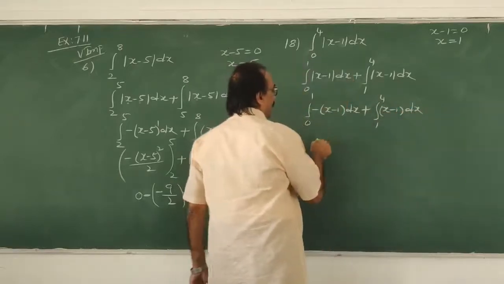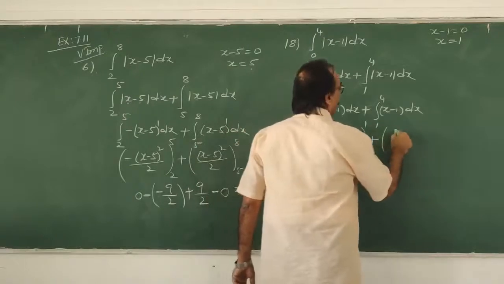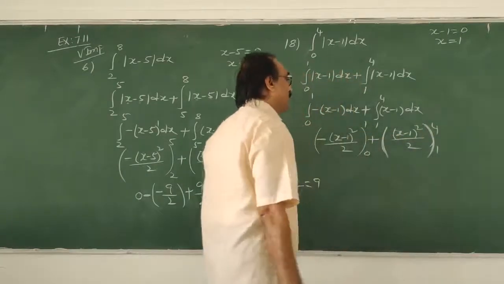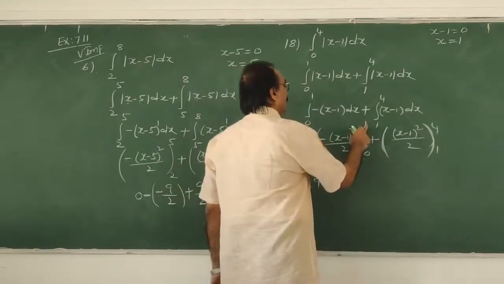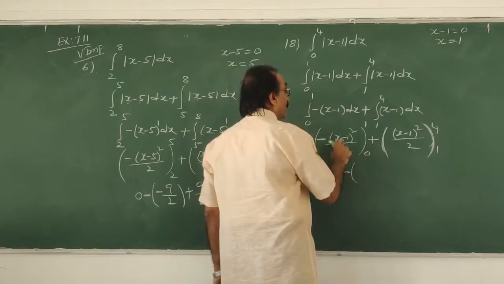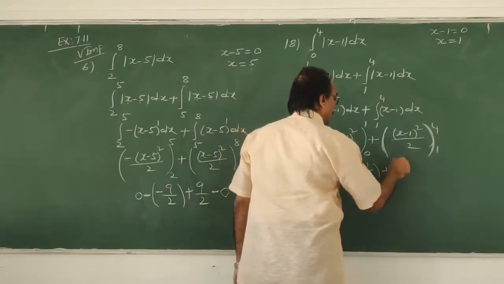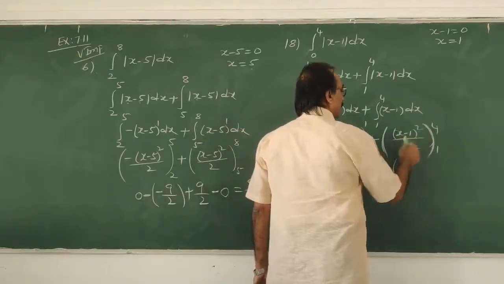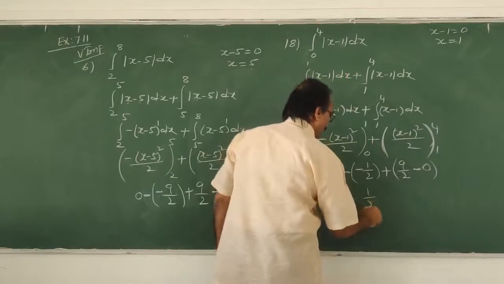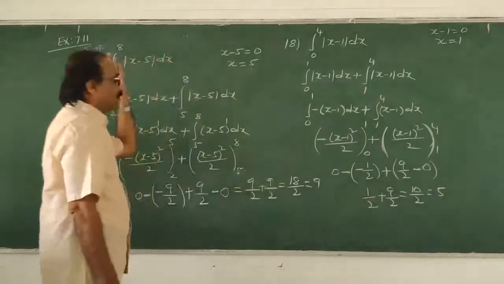Now, minus of (x minus 1) whole square by 2 from 0 to 1, plus (x minus 1) whole square by 2 from 1 to 4. As usual, the upper limit is 1: 1 minus 1 is 0, neither negative nor positive. Minus, lower limit is 0: 0 minus 1 is minus 1, minus 1 whole square is 1, 1 by 2, negative, so minus 1 by 2. Plus, upper limit 4: 4 minus 1 is 3, 3 square is 9, 9 by 2, minus lower limit 1 minus 1 which is 0. Therefore minus to minus plus 1 by 2 plus 9 by 2, which is 10 by 2, equal to 5. Your answer is 5.